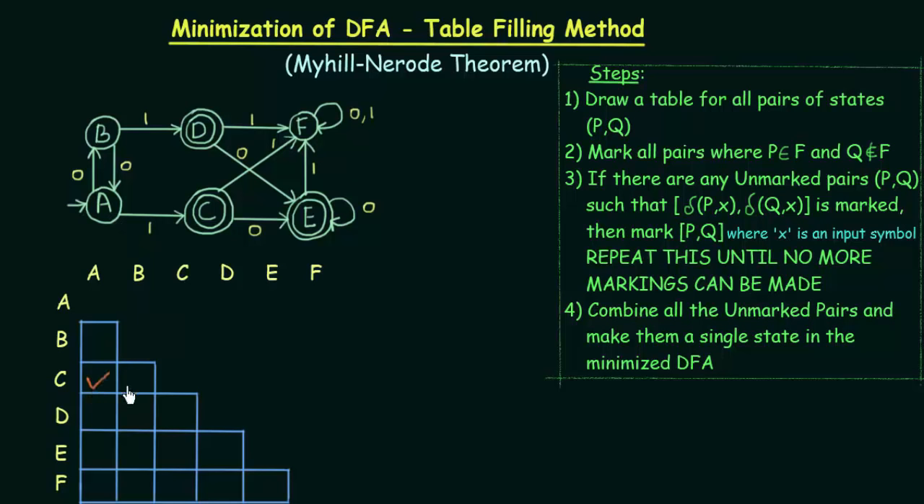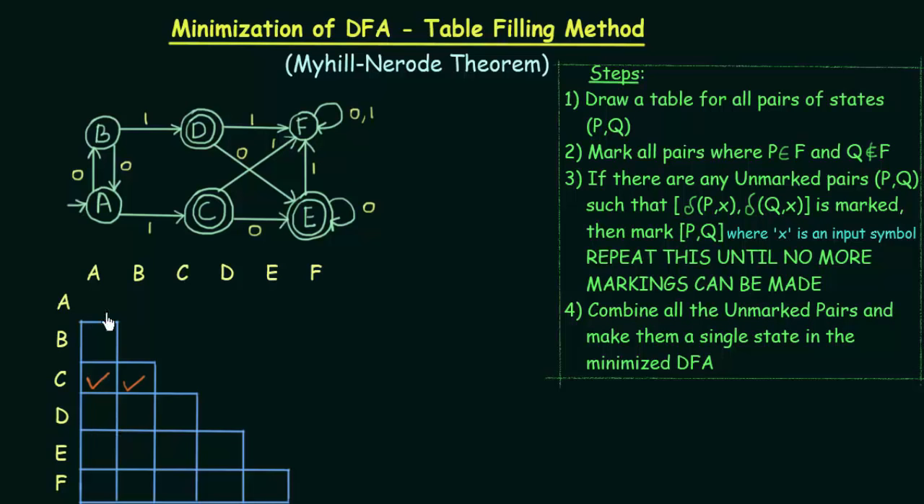CA is marked. And look at this one, what is this? This is CB. C and then B. C is a final state and B is a non-final state. So you have to mark this one also. So whenever you find that one is a final state and the other one is a non-final state, then you have to mark it.